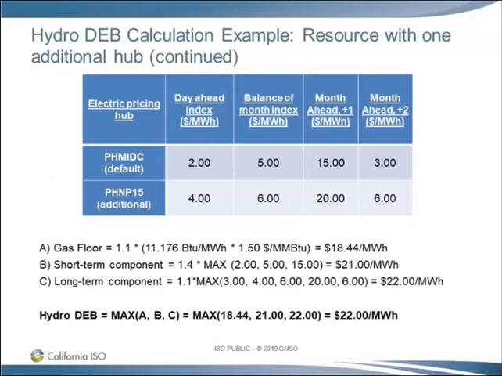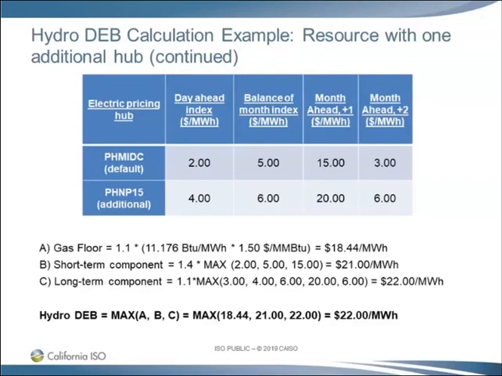So this is just some sample index information related to the electric pricing hubs. So in this case, the resource has 2 hubs. One is the default hub, and the other one is the additional hub. So I just took some sample numbers there. And as we go further down on the slide, we have the 3 components that we consider for the hydro-DEB calculation.